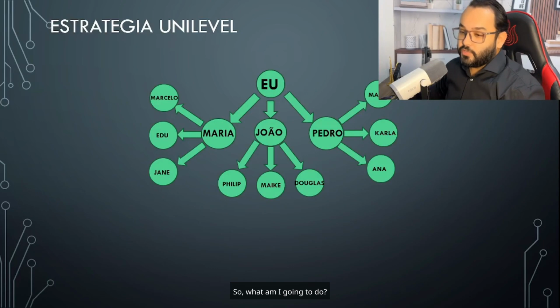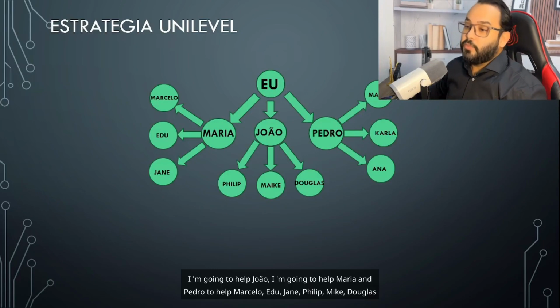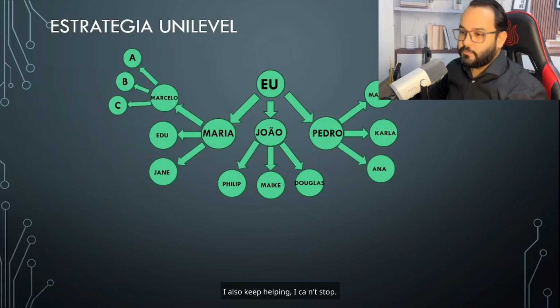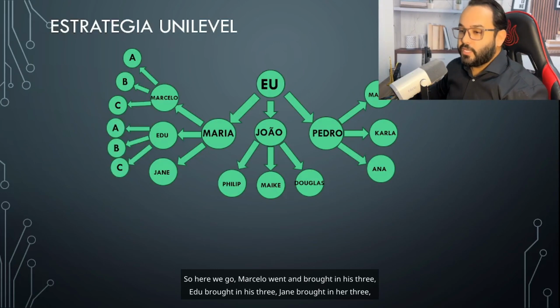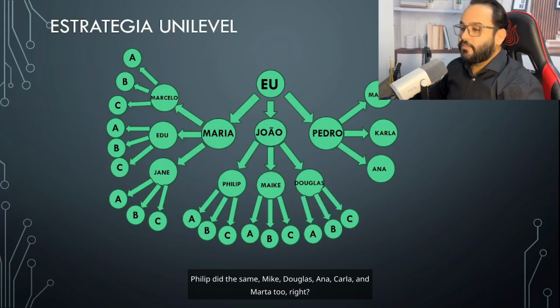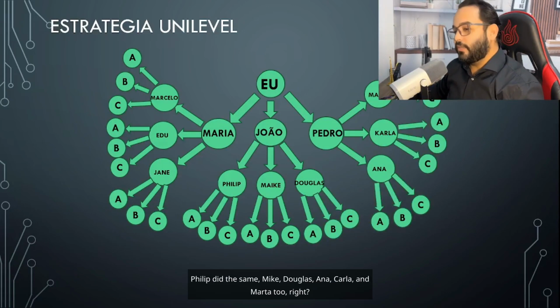So what am I going to do? I'm going to help Joao, Maria and Pedro to help Marcelo, Edu, Jane, Philip, Mike, Douglas, Anna, Carla, and Marta, right? That would be my second level. I also keep helping, I can't stop. So here we go, Marcelo went and brought in his 3, Edu brought in his 3, Jane brought in her 3, Philip did the same, Mike, Douglas, Anna, Carla, and Marta too, right?